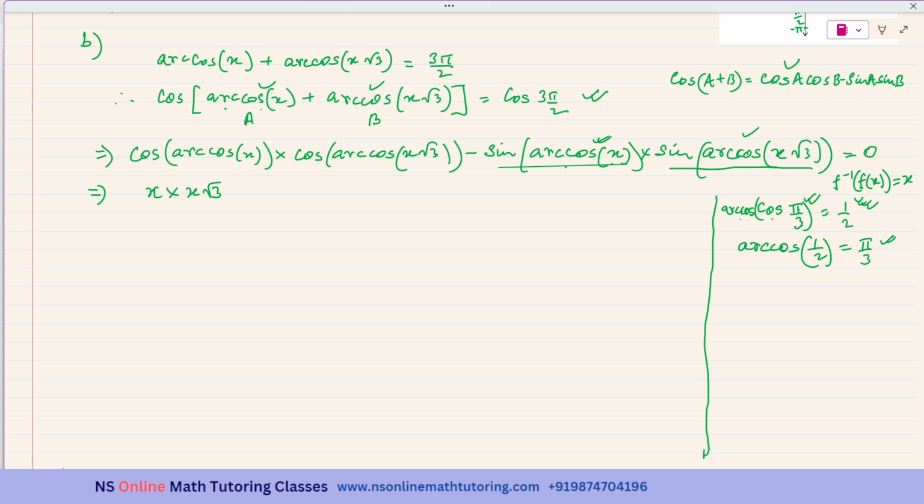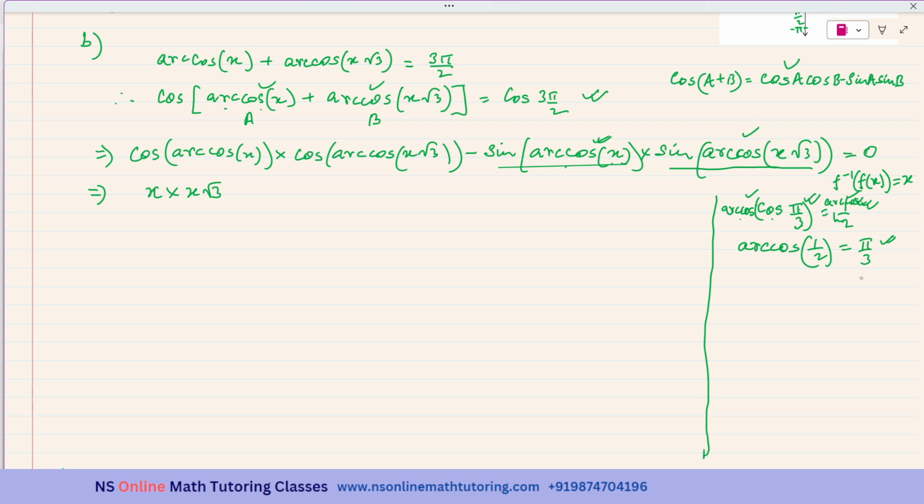And because this is an equation, cos of pi over 3 is half, therefore, whatever we do to the left side, we have to do the same thing to the right side. So, this part becomes arc cos of half. So, now we are getting the equation as arc cos of half equal to pi over 3.